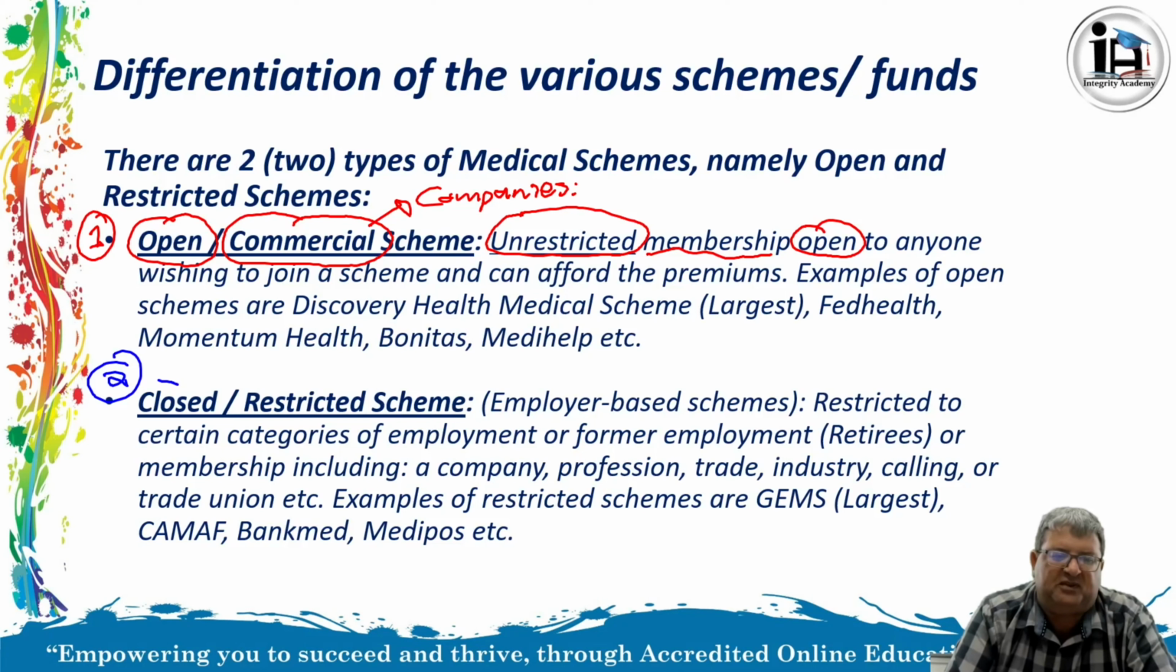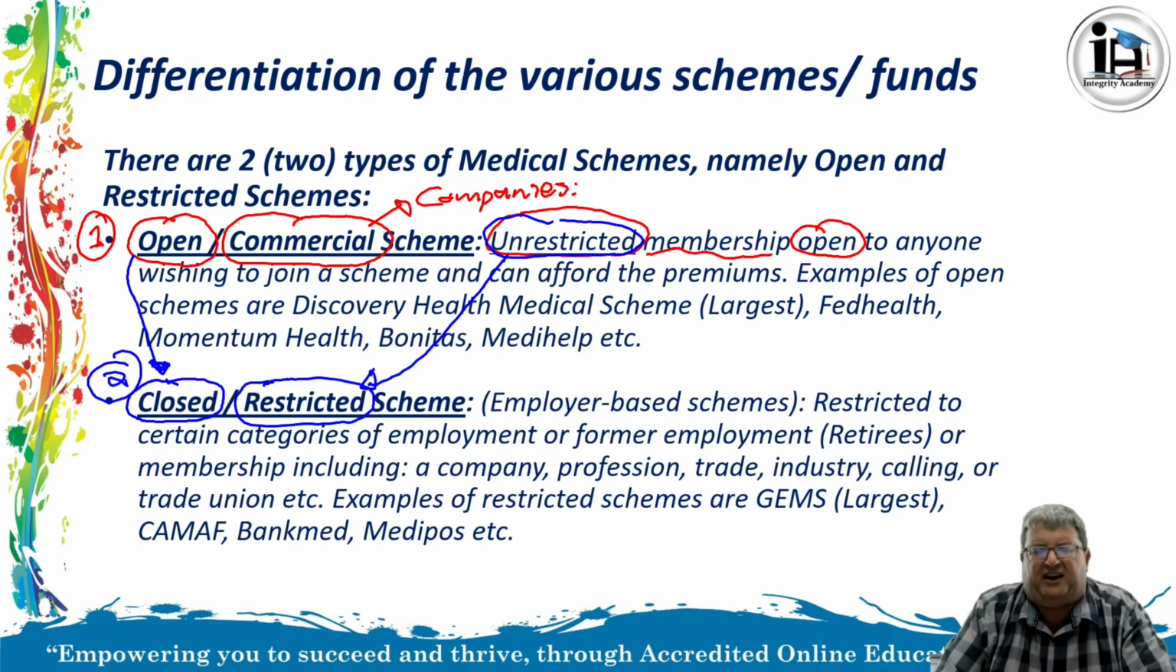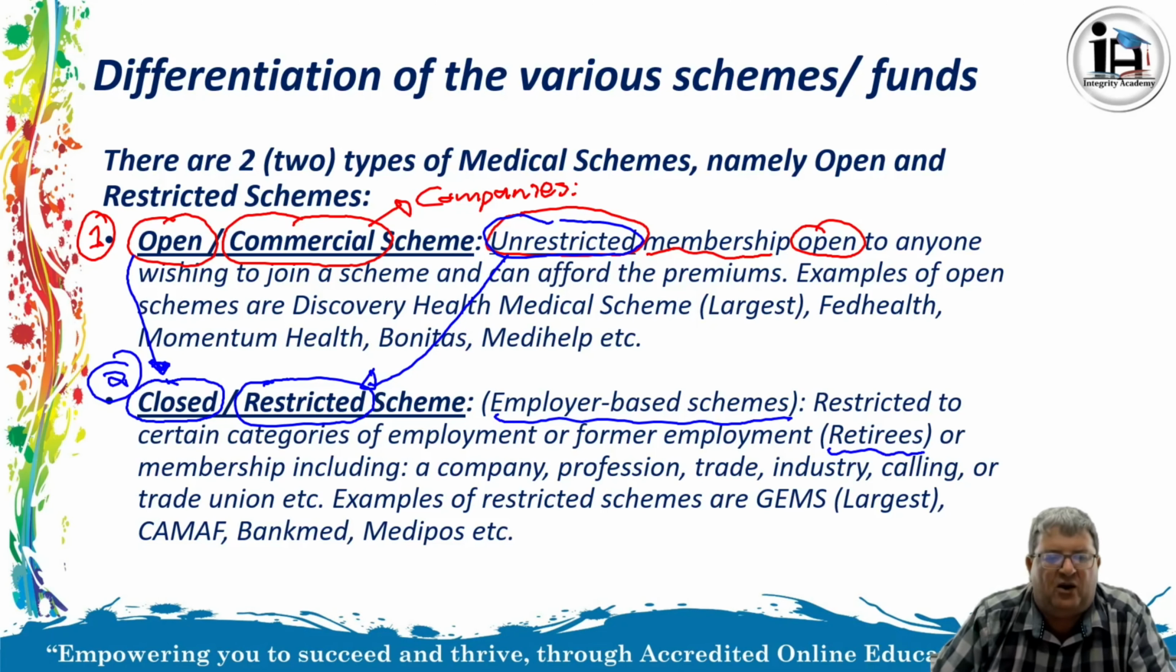Then you look at number 2. Number 2, this is not the open scheme, it's the opposite. The opposite of open is closed. If a door is not open, it is closed. Think of it that way. What is the opposite of unrestricted? Yes, restricted. The opposite of unrestricted is restricted. This one is closed. It is employer-based schemes, restricted to certain categories of employment or former employment for the retirees. The people that used to work for those companies, but they're retired, can still stay on the scheme. So it's for employees or former employees, those that retired, or membership including a company, a profession, a trade, an industry, calling or trade union, etc.